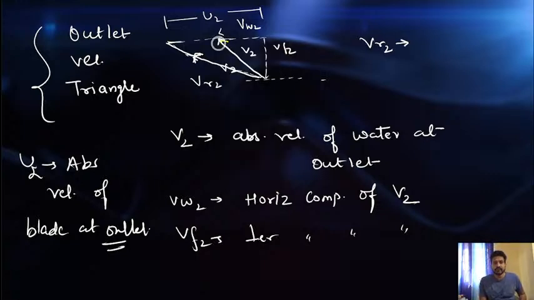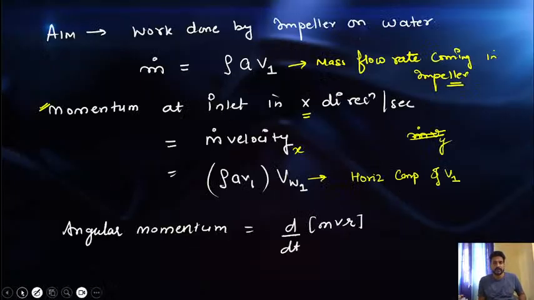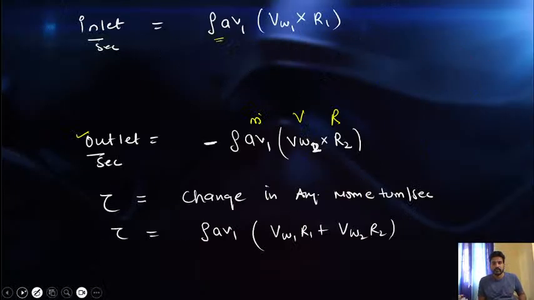If the direction of V2 is this, then this is the vertical component and this is the horizontal component. So this is the direction. The VW1 direction is this way, so that is positive, and the direction of VW2 is the other way. So you have to put the negative sign for it, right? So the rate of momentum is basically this.